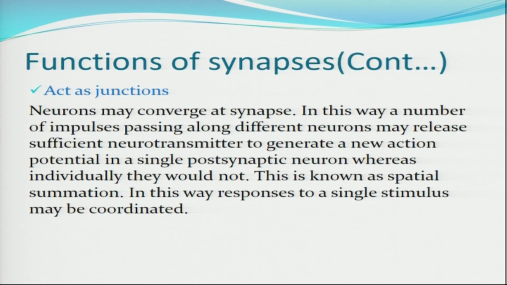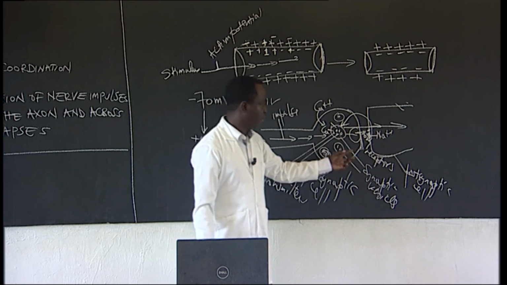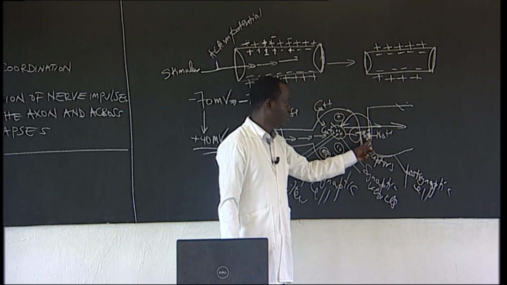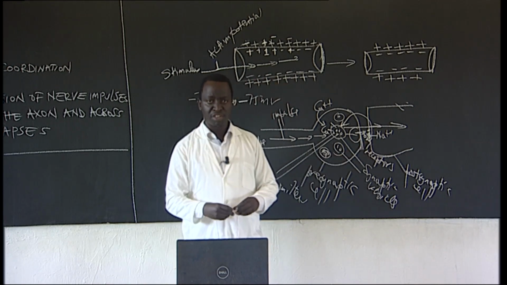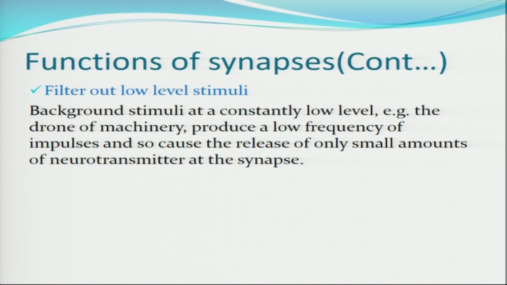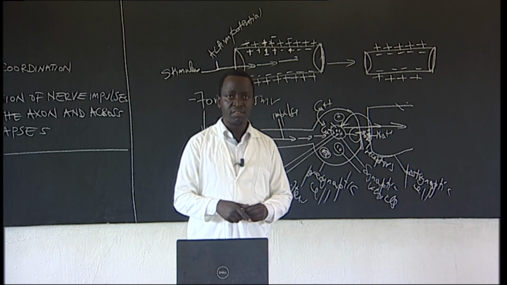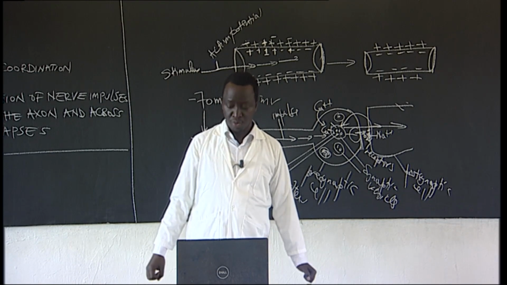Another one, the synapse acts as a junction, where the neurons can meet. Because you have this synaptic vesicle that will be released on this side, the information can pass easily. Another function is to filter out raw stimuli. Sometimes you can have a raw stimulus, a weak message. When a weak message is generated, the impulse will not be allowed to pass across there.